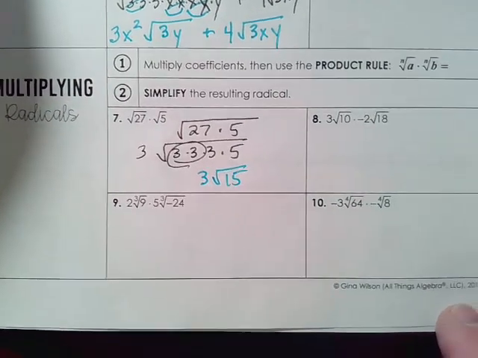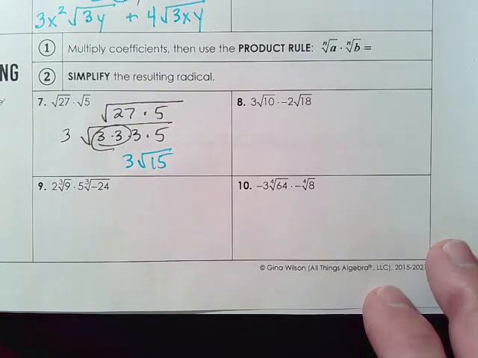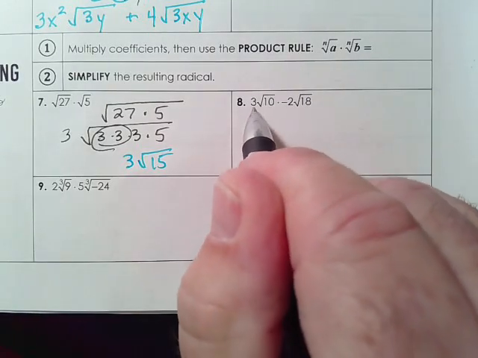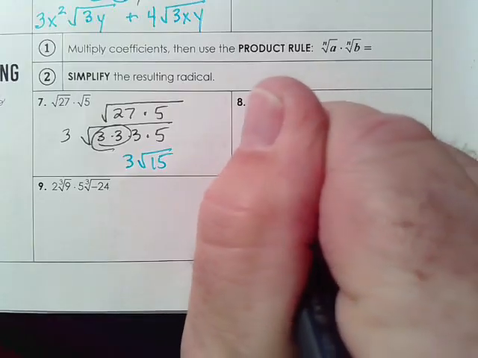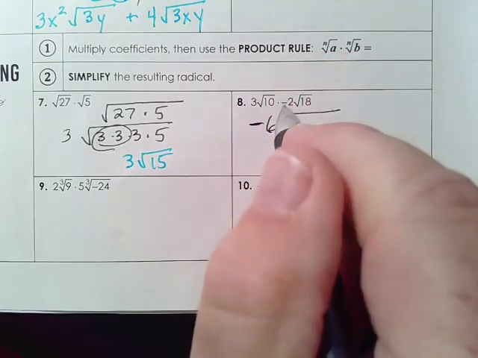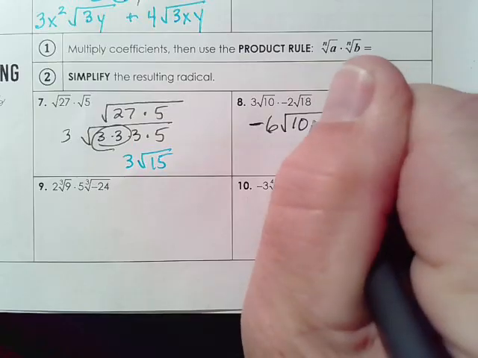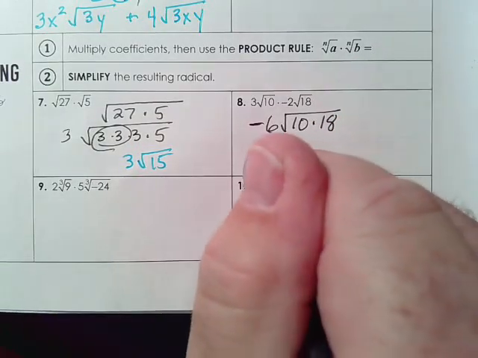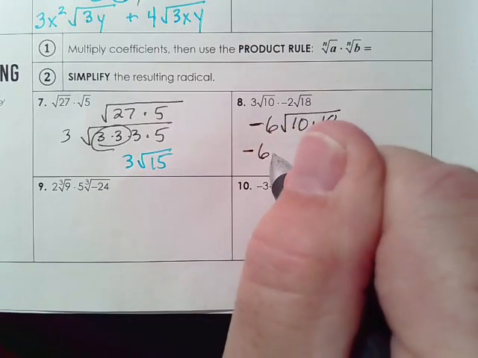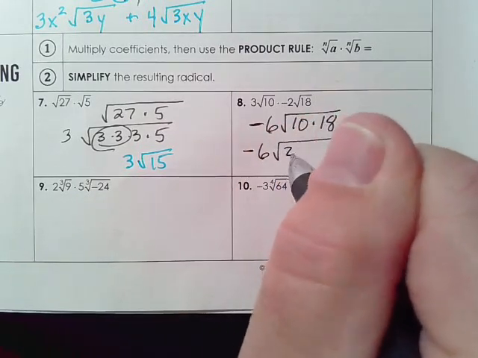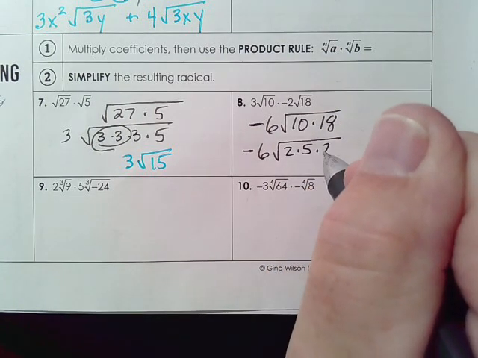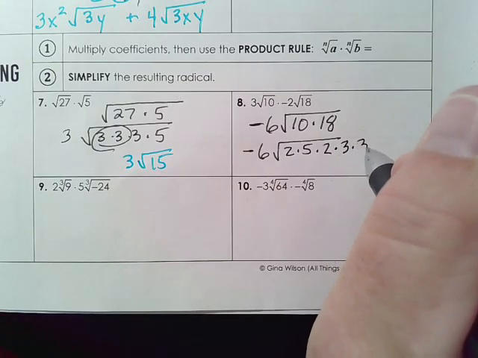Well, what do we do with number 8? Well, number 8 seems pretty reasonable because it has the same radical. But look what happens. The 3 times the negative 2. And I can take 10 times the 18. Now, I could write 180. But, you know, leaving it like this makes it easier to factor. See, the 10 is 2 times 5. And the 18 is 2 times 9. 9 is 3 times 3.